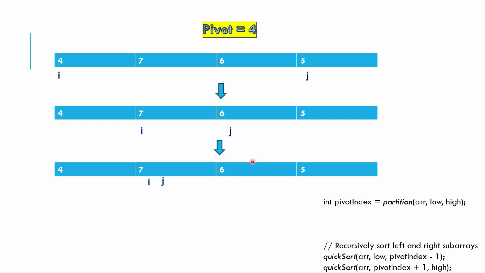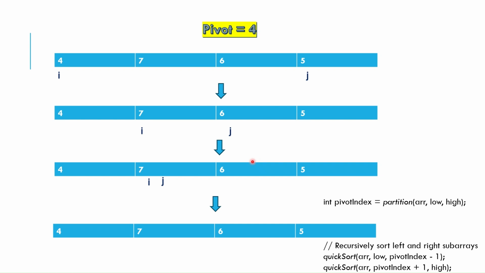Now i and j are at the same position. Is 7 greater than 4? Yes, j decrements again, which is not a valid case, as I said to you. So what happens? We swap the pivot with the element j points to. Anyway, they are in the same position. Now we return j, that means we return the index j, the 0th index.